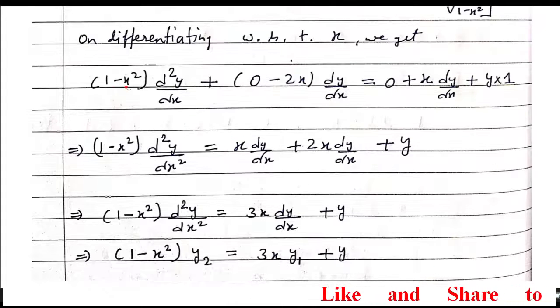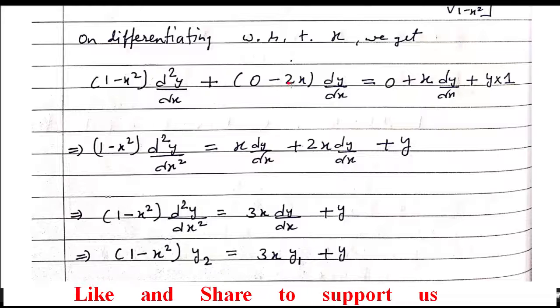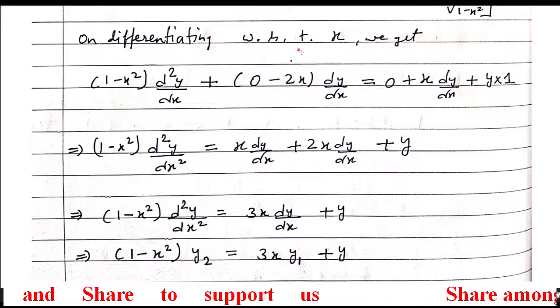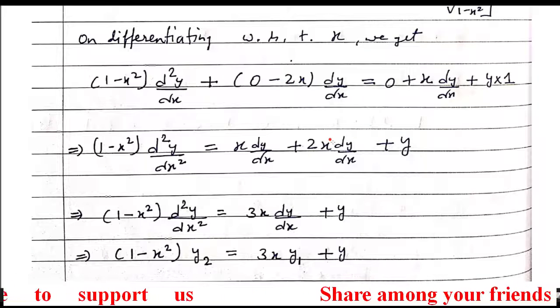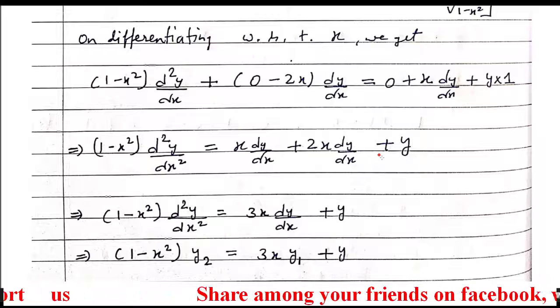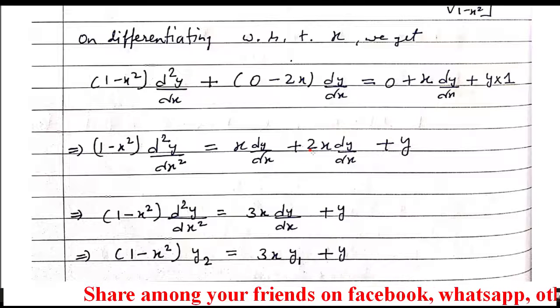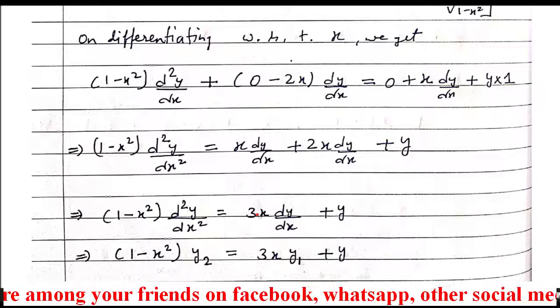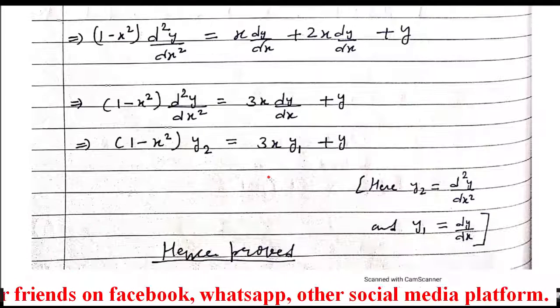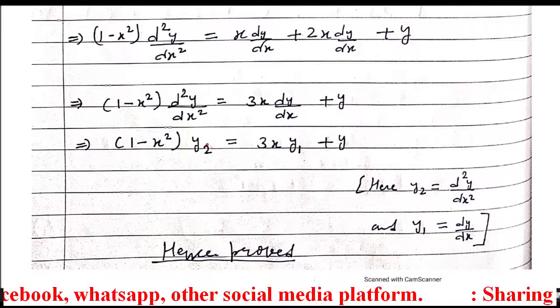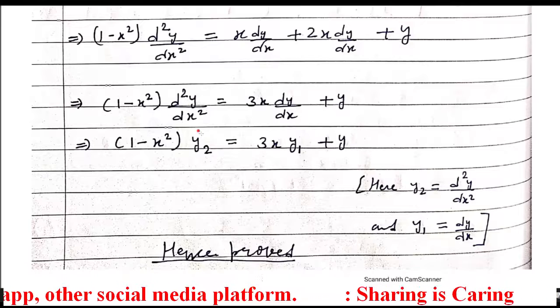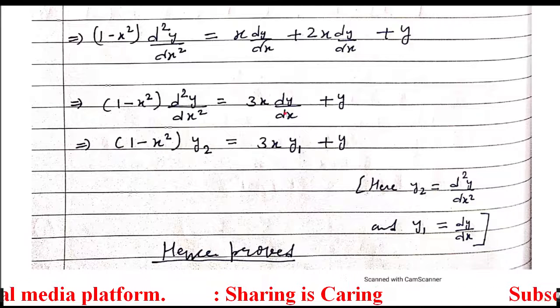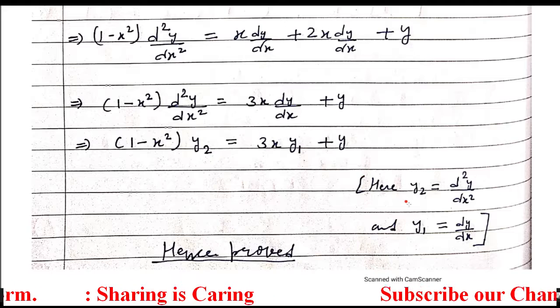Now from here, this I kept as it is. Now this is negative, so I shifted it to the right hand side with the sign changed, and wrote the other things as they are. So this x and this 2x get added, making it 3x dy over dx. Now to bring our result, I replaced the second order derivative by y2 and the first order derivative by y1. So this is our required result.